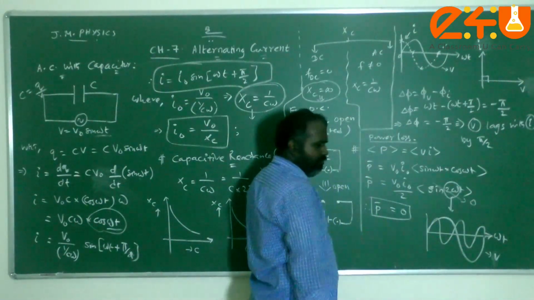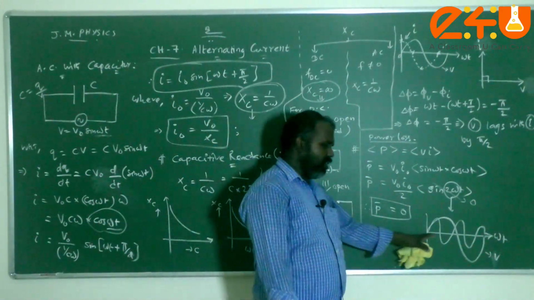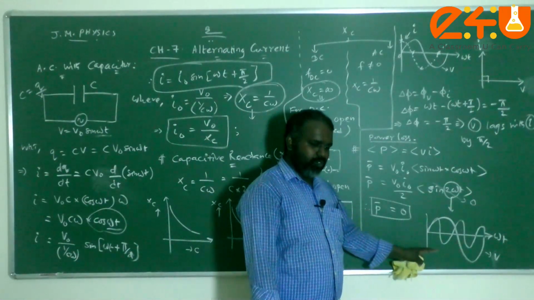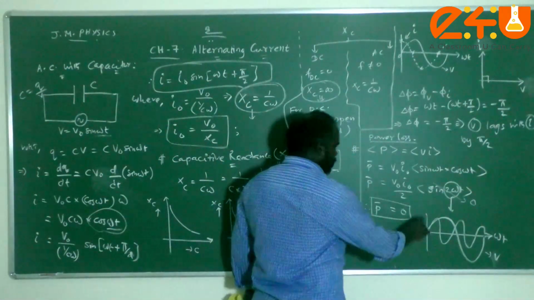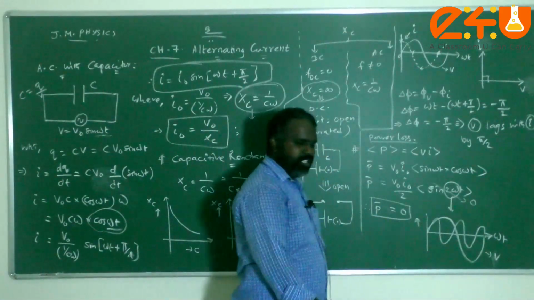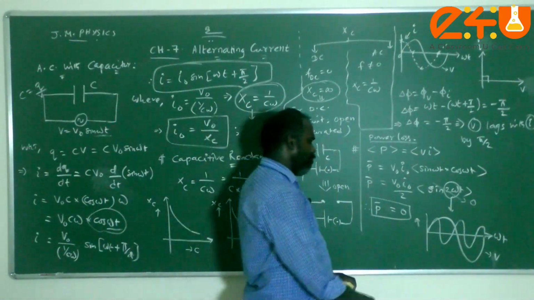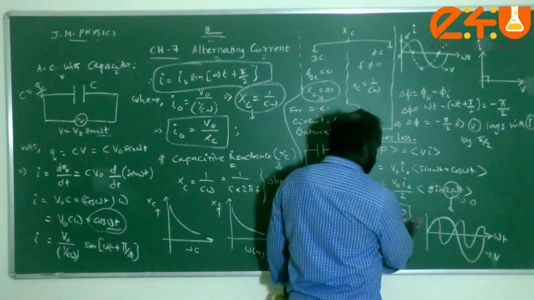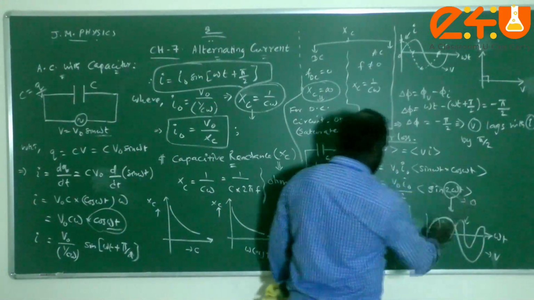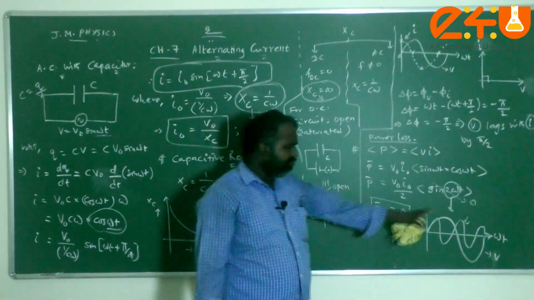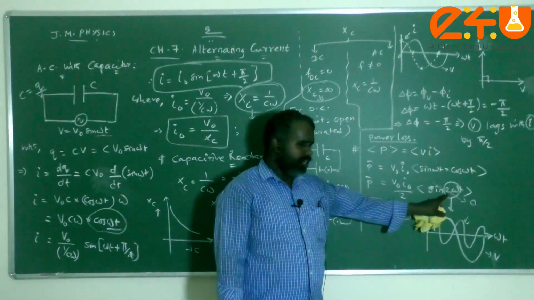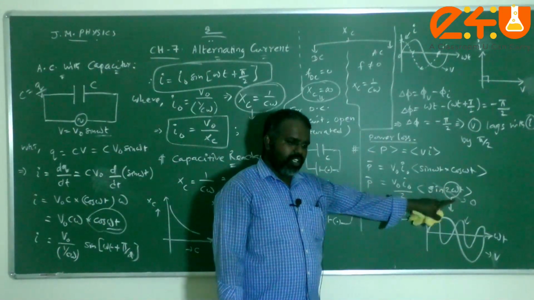Such variations will be there, and the diagrams are given in NCERT books also. You can refer to that. For diagram purposes, please always go with the NCERT book from the exam point of view. So this is the power graph, which has 2 times the frequency compared to the current or voltage.